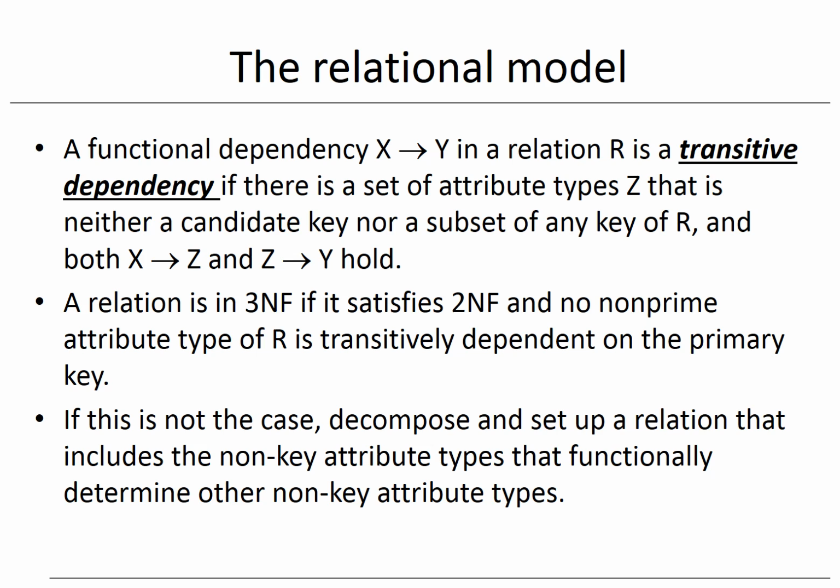To discuss the third normal form, we need to introduce the concept of transitive dependency. A functional dependency X to Y in a relation R is a transitive dependency if there is a set of attribute types Z that is neither a candidate key nor a subset of any key of R, and both X to Z and Z to Y hold.